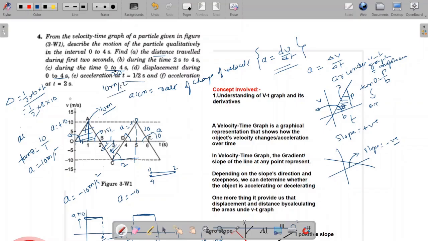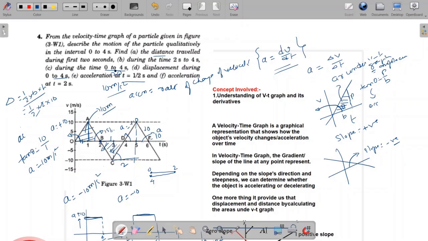What about the acceleration at 2 seconds? Exactly at 2 seconds, you can see the acceleration is again constant, it is decelerating. So if acceleration is constant, it means that if you take the acceleration at any point of time, it will be the same. So acceleration at 2 seconds is again minus 10 meters per second square, because the slope is negative.